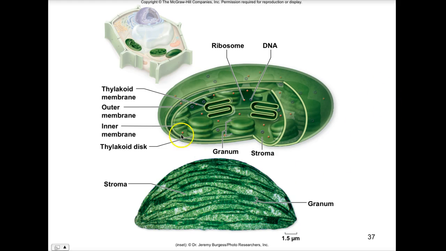So here we do see a structure, and of course this would be the site of photosynthesis. So photosynthetic reactions take place. That'd be the light-dependent reaction occurring in the thylakoids, and then the light-independent reaction would occur in the stroma.